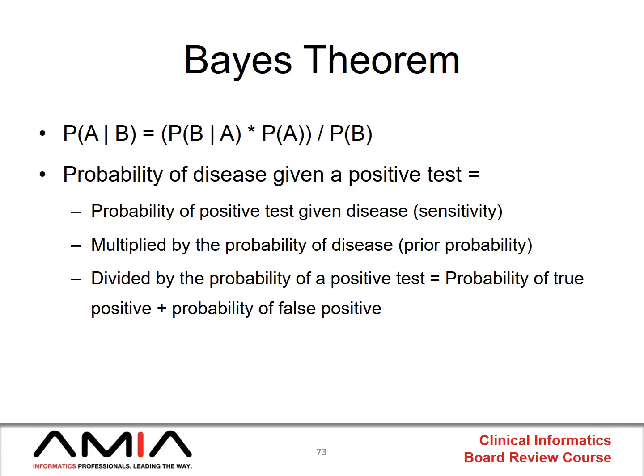Now, we know what all of these subterms are, actually. So the probability of A given B, so the probability of a disease given a positive test, is the posterior probability, post-test probability. We know that the probability of a positive test given disease, which is that second term, P(B|A), is the sensitivity. We're saying that that's going to be multiplied by the probability of A, where A is just the probability of disease itself, or the prior probability, or the prevalence. And then all that gets divided by the probability of a positive test, which is the sum of your true positives and your false positives.